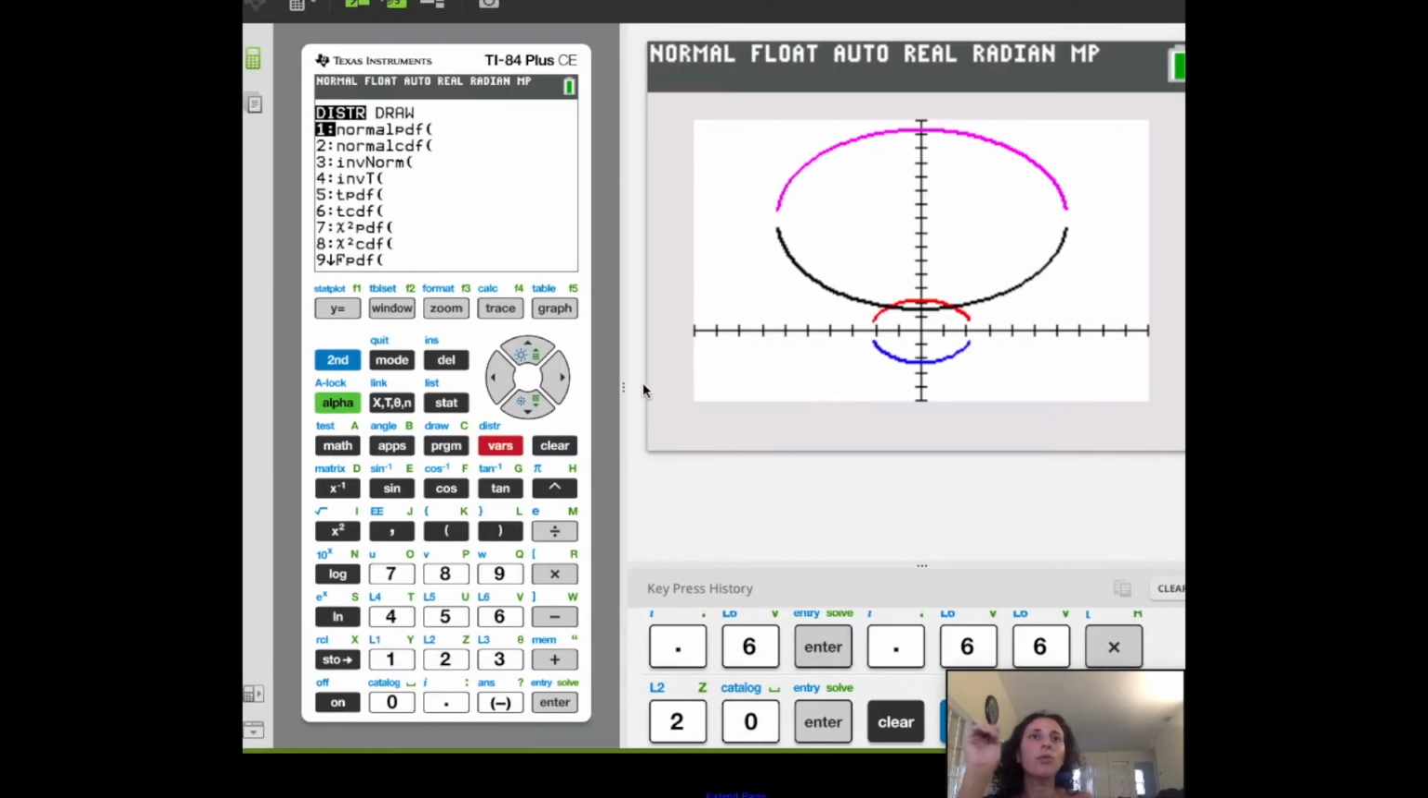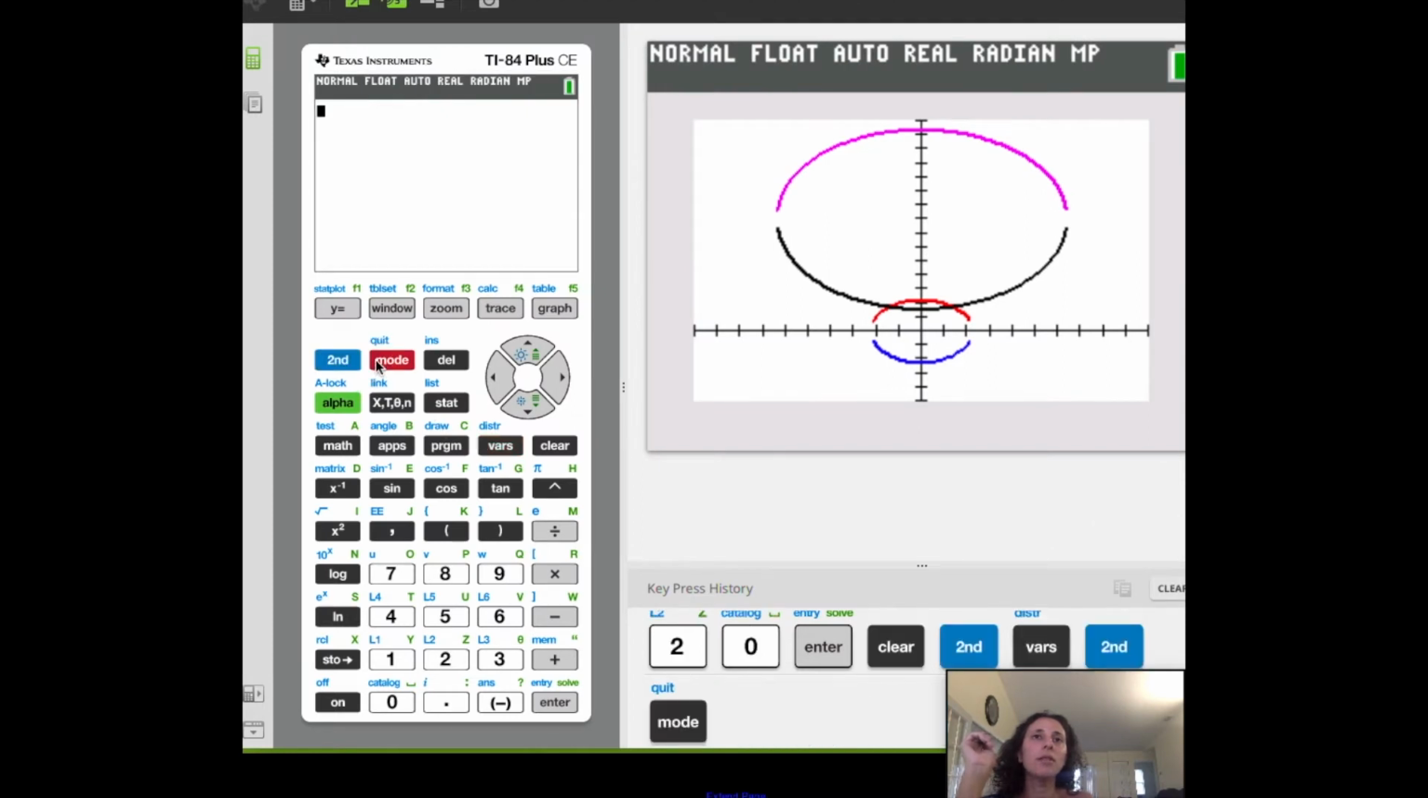So let me go through that one more time. Again, above vars is distribution, and we were there for binomial, so we need to pull that up. So second vars for distribution. You were here for binomial, but now we want normal. We want normal CDF, not PDF. You want CDF, you want cumulative. You want it to basically give you a total. So go to number 2, normal CDF.